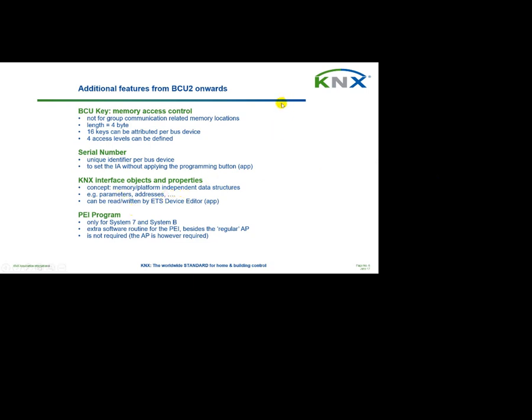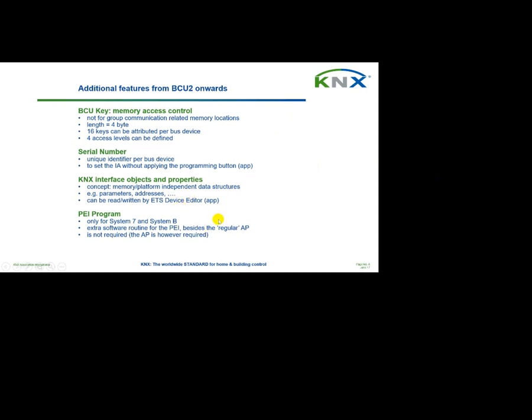As said, from BCU2 onwards there were serial numbers, which is interesting because it uniquely identifies the devices on the bus. With an individual address this is not necessarily the case, because nothing prevents you from giving, let's say, 10 devices in the installation the exact same individual address.